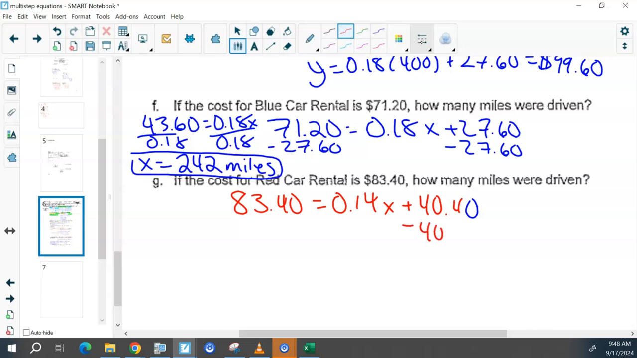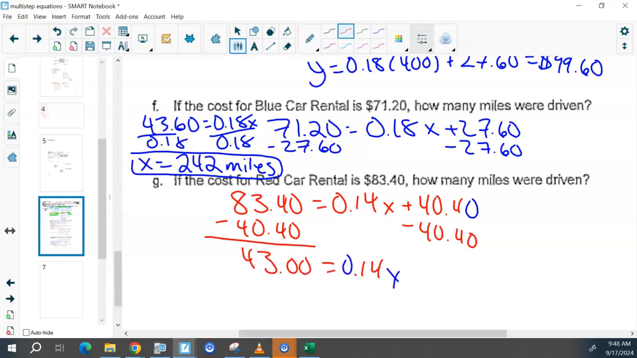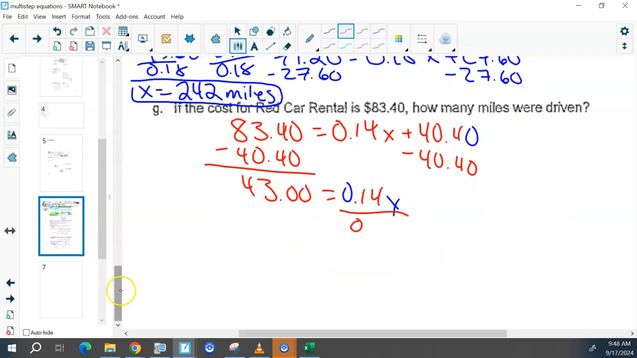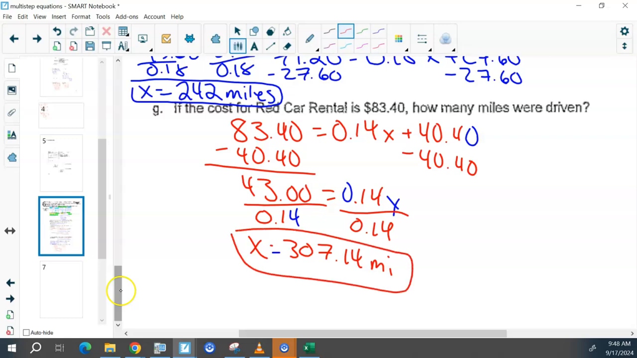Subtract 40. And then divide both sides by 0.14. What was that number of miles? 307.14. Now, when you get decimals, be thinking, could this be a decimal? Miles can be a decimal, so that's fine. But if it were talking about something else, just think about that. Could that be a decimal or not? Did we have any questions on any of these?